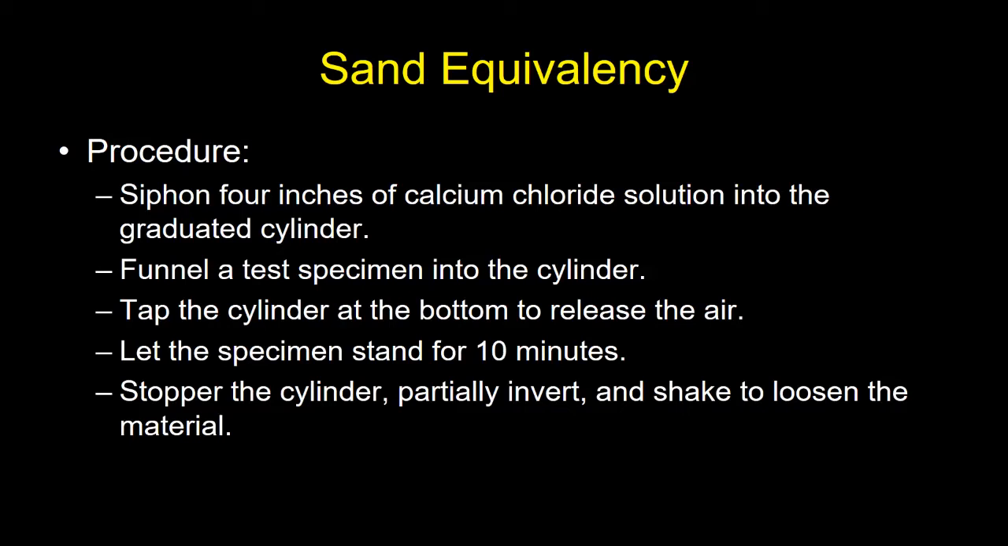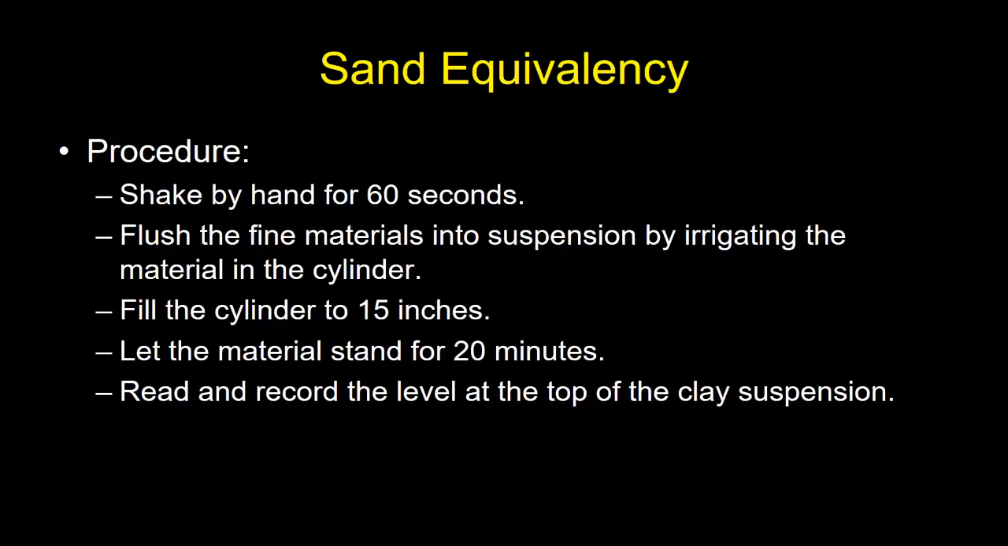Then you put a stopper on the cylinder, you partially invert it, and then shake to loosen the material. The shaking is called a throw. I won't get into it a whole lot, but you want to shake it for 60 seconds, 100 times, or use that mechanical shaker. You flush the fine materials into suspension by irrigating the material into the cylinder. You'll see how this works. It sounds kind of weird, but we'll see it in the video, and Jason explains it really well.